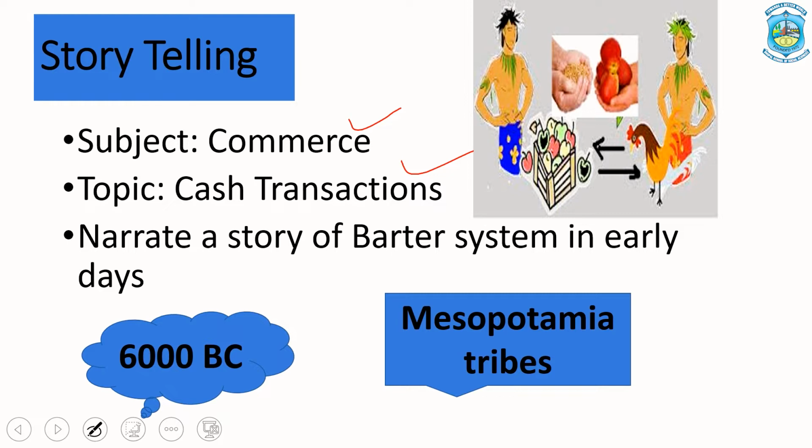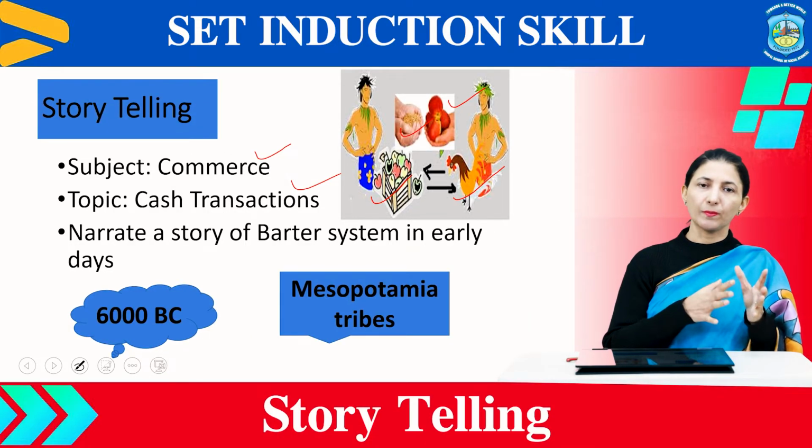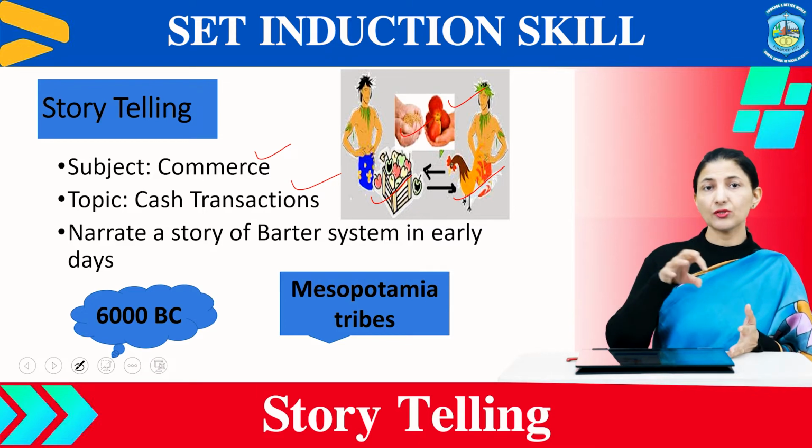It started way back in 6000 BC, and people believe that this concept was first used by Mesopotamian tribes. What they used to do was exchange goods for goods, like apples for animals, grains for some fruits. So this is how we can create interest for the topic, and we can relate to the topic.